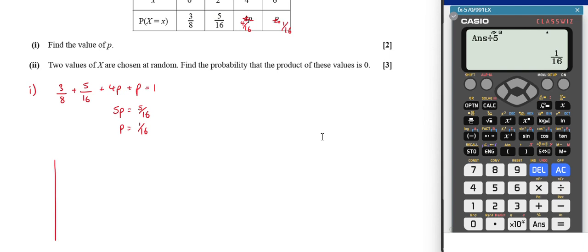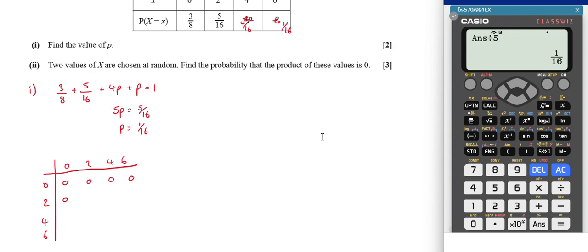I have to be careful because my outcomes aren't equally likely. I can't just count the outcomes like you might have done with 2 dice at GCSE, but I can use it to give me some idea of how many different ways there are of doing each combination. So dice 1 can have a 0, a 2, a 4, and a 6, and dice 2 can have 0, 2, 4, and 6 again. I'm finding the product of these values, so 0, 0, that's 0, 0, 0, 0, 0, 0, and then anything else is going to be non-zero because I'm going to have 4, 8, 12, etc.